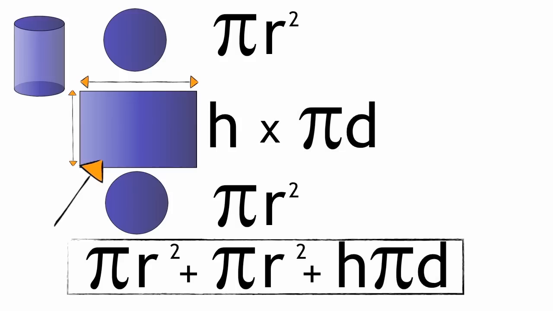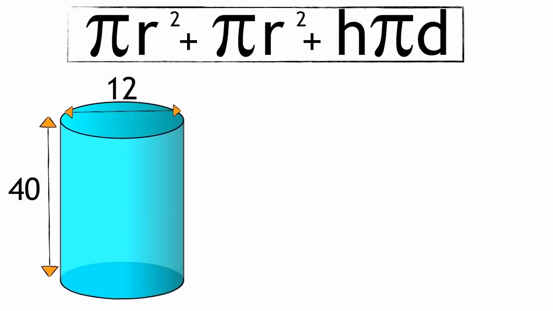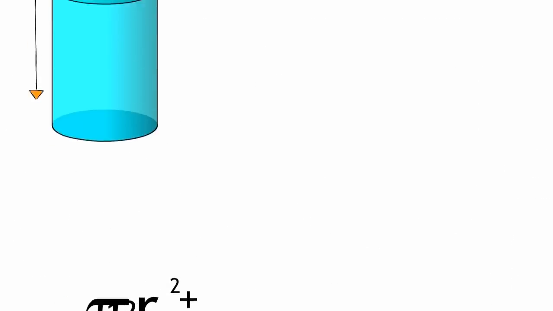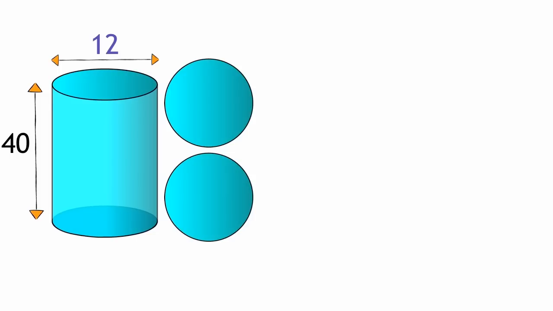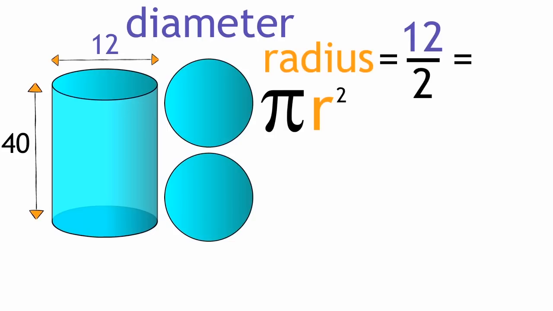Now I want to work out the surface area of this cylinder. Now we could just try to remember that formula from the last page, but unfortunately it would just cram our brains full of too many formulae. It would be silly. So let's just do it bit by bit. So two circles, the circle top and bottom, pi r squared. Now again, we've got the diameter here, not the radius. The radius equals 12 divided by 2, which is 6.